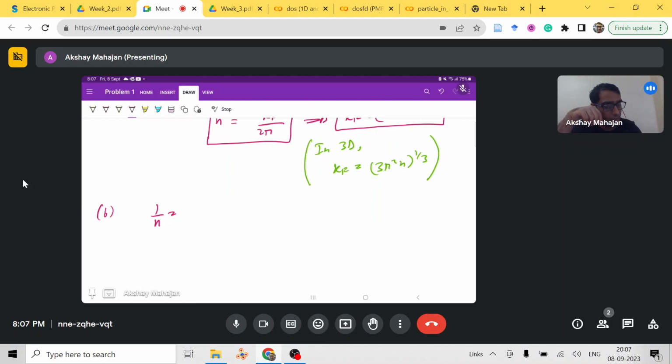So now 1 by n is equal to pi times rs square, where this is basically the area occupied by 1 electron.